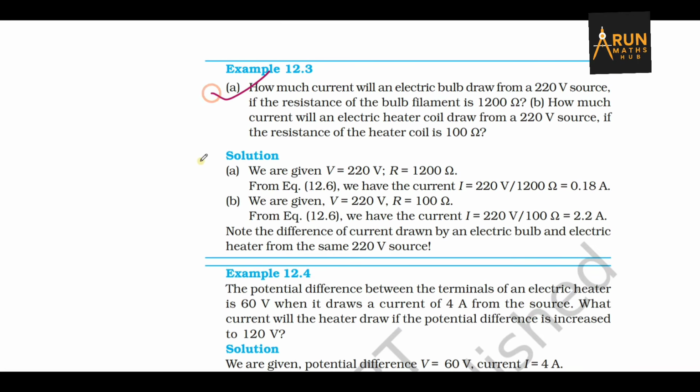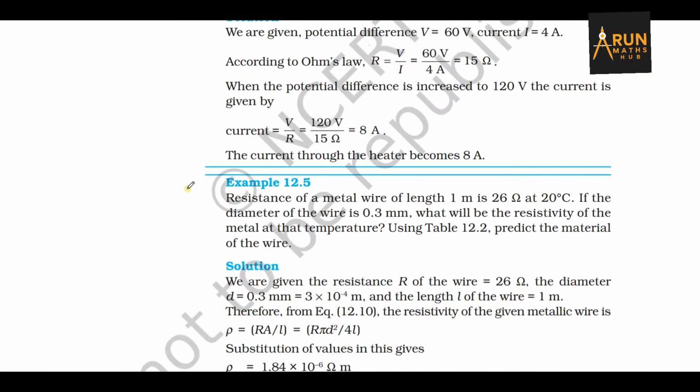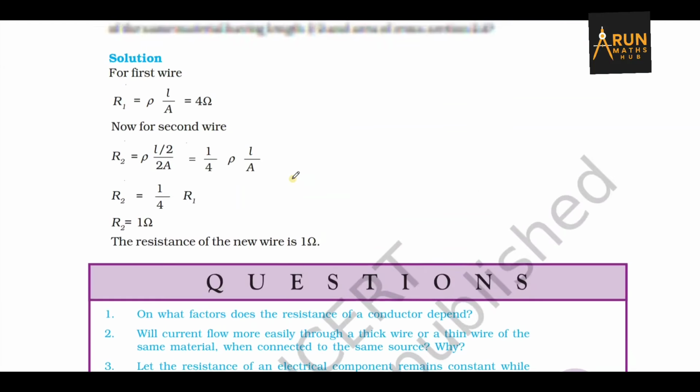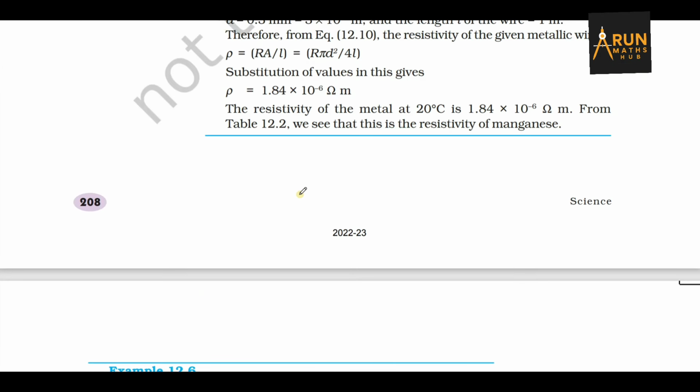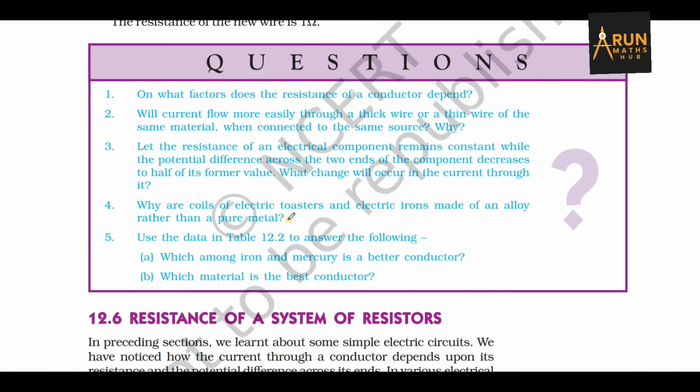So solve all the questions, solve all the numericals from the examples. We can expect the numericals from the examples only, based on the resistivity and based on Ohm's law. So you have a question here. Why are coils of electric toasters and electric iron made up of alloy rather than pure metal? Because they do not oxidize easily, and also they have higher resistivity. That's why they are used.